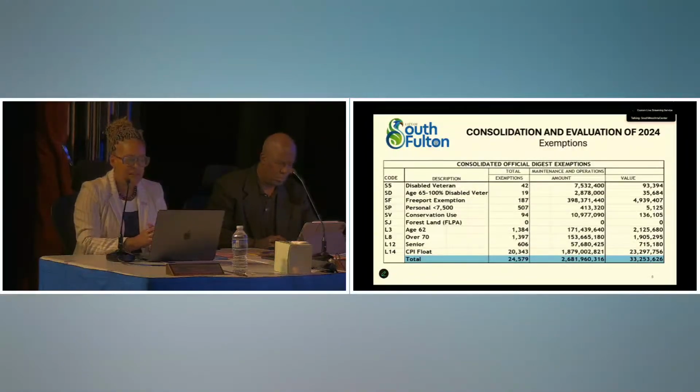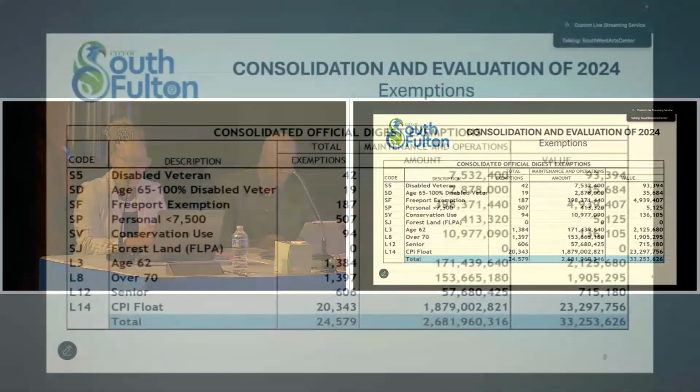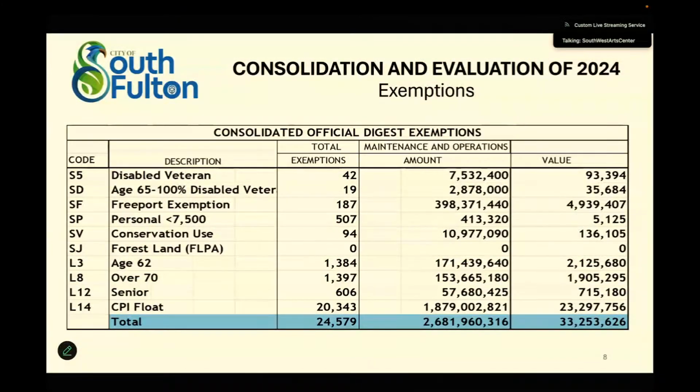So in the city of South Fulton, these are the list of exemptions that are available to homeowners in our community. I won't read them, but you can see they are significant. The amount of the actual exemption is displayed in the third column over. The number of exemptions totals 24,579. And then the value of those exemptions is $33.253 million. Next slide, please.